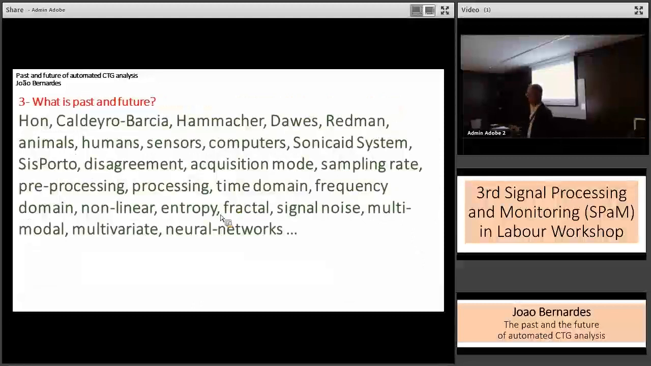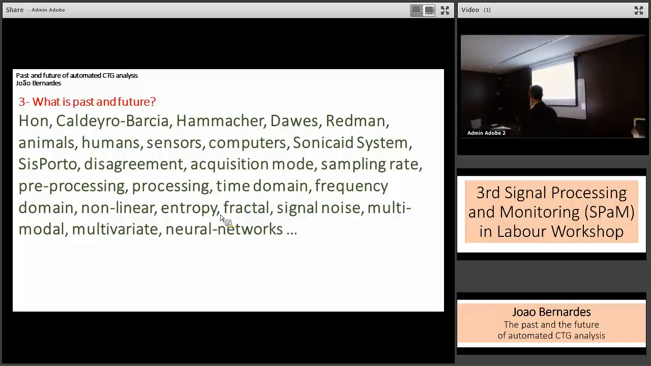Okay, I'm finishing. So the final reflection: what is past and future? After this presentation, we have talked about Hon, Caldeyro-Barcia, Dawes, Redman, Hamacha, animals, humans, sensors, computers, sonic gate systems, Porto, disagreement, acquisition mode, sampling rate, preprocessing, processing, entropy, fractal signal noise, multivariate neural networks, clinical decision. Is this past or is this future?